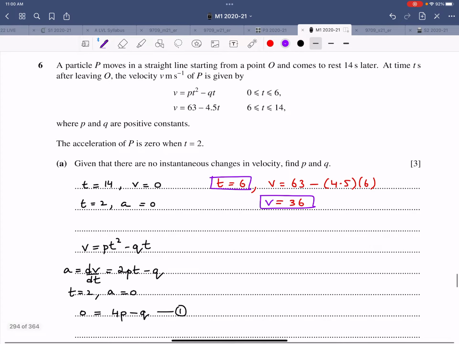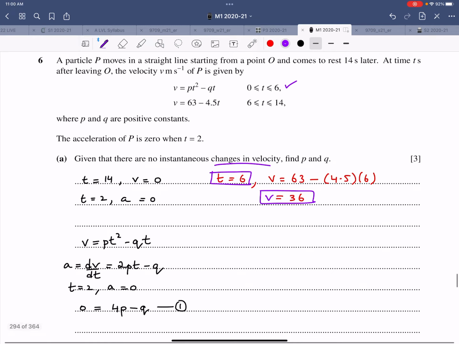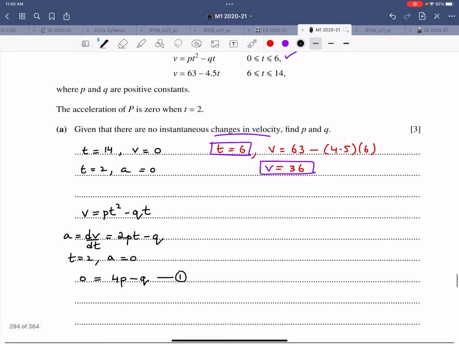Why do I need it? Because I can plug in this one. There are no instantaneous changes in velocity. That means the velocity at 6 from the first equation is the same thing as velocity at 6 from the second equation. So now what will I do? I'll plug in when t is equal to 6, velocity is 36, in the velocity equation 1.